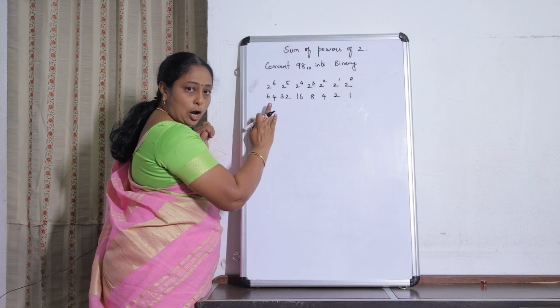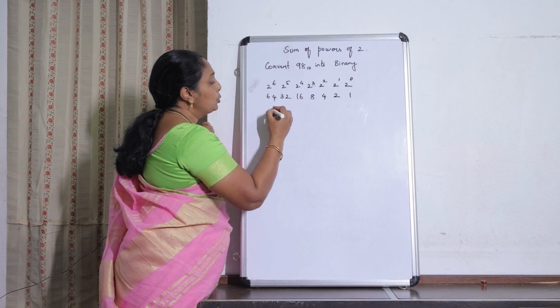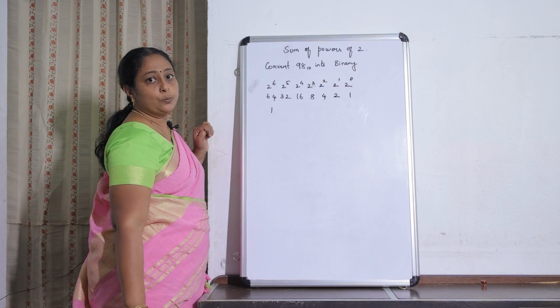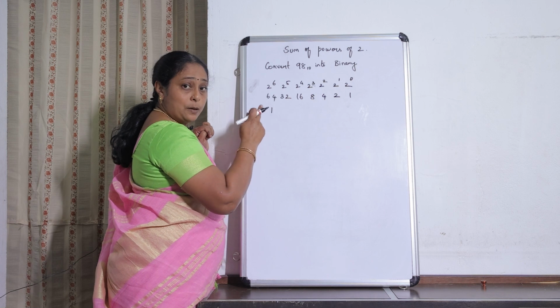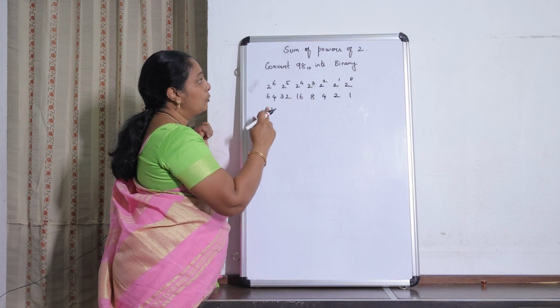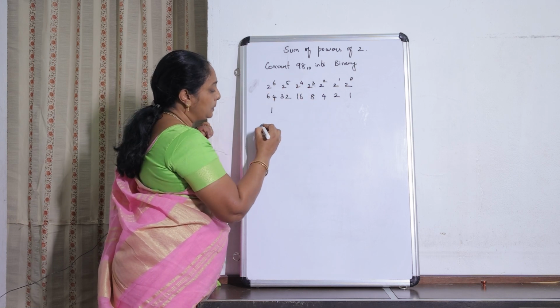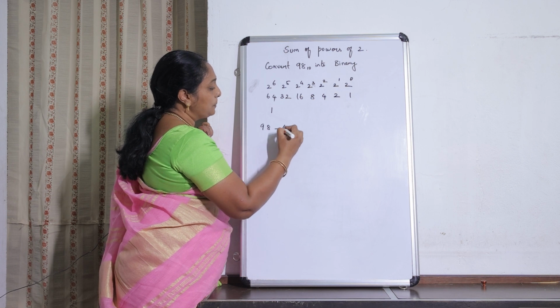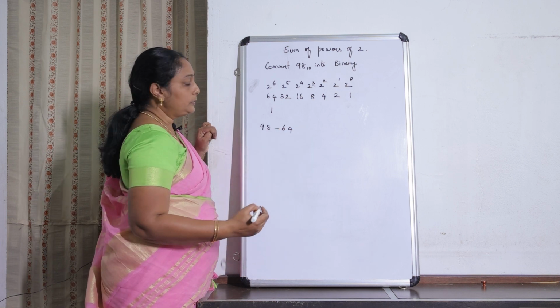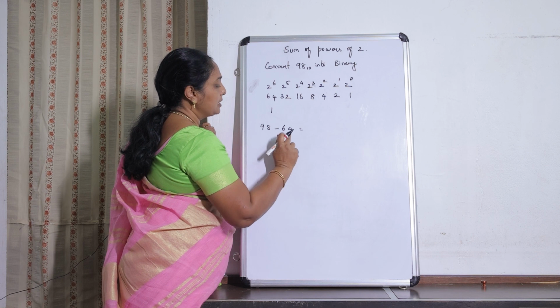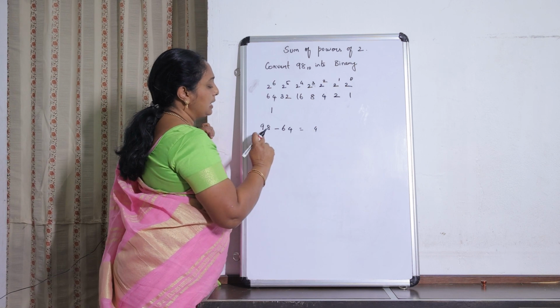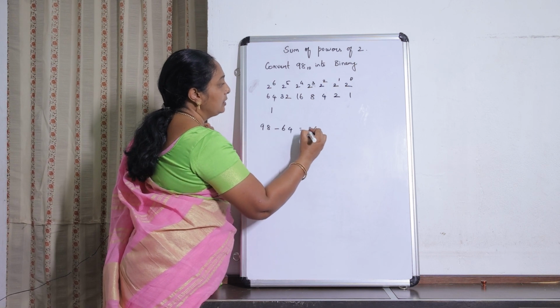Because I have stopped with this, I need to put 1 under the 64. And because I have put 1 under the 64, with the actual number 98, I need to subtract 64. So 8 minus 4 is 4, and 9 minus 6 is 3. The answer is 34.